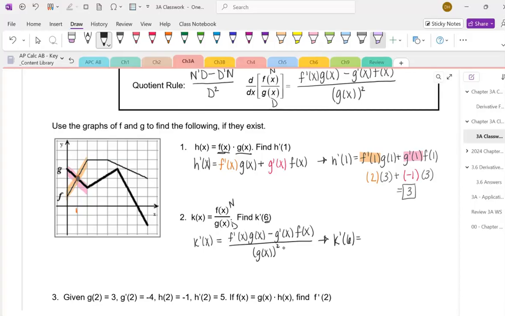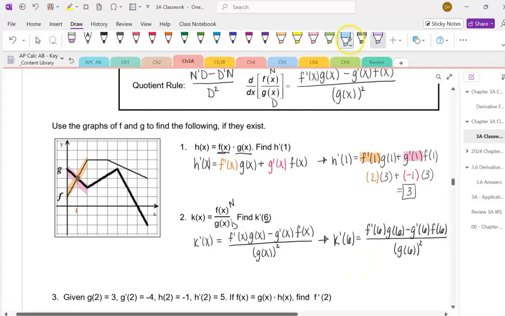So we've got to input the 6 everywhere that we see an x. This is a little bit tricky because right now we're going to find f prime of 6. So I'm going to go 1, 2, 3, 4, 5, 6, and then we have to go to the function called f. F is the skinnier line. So we need that slope.